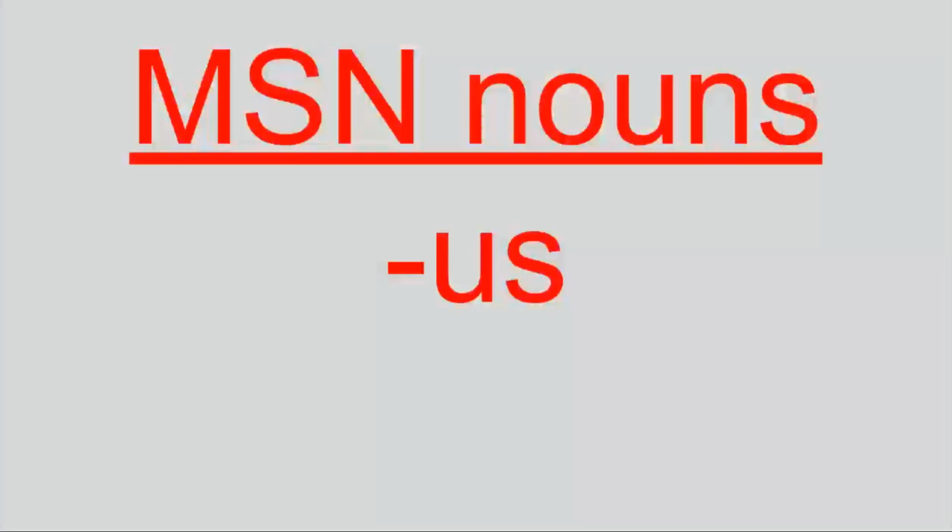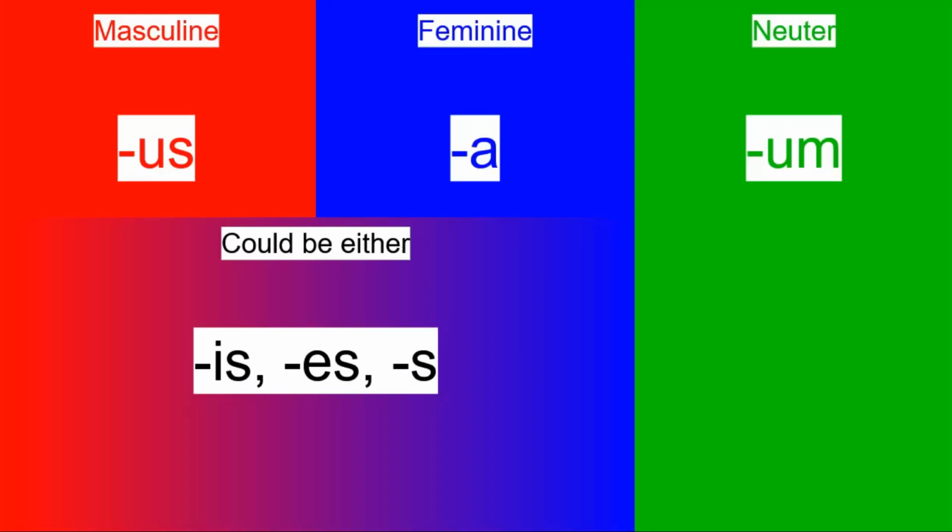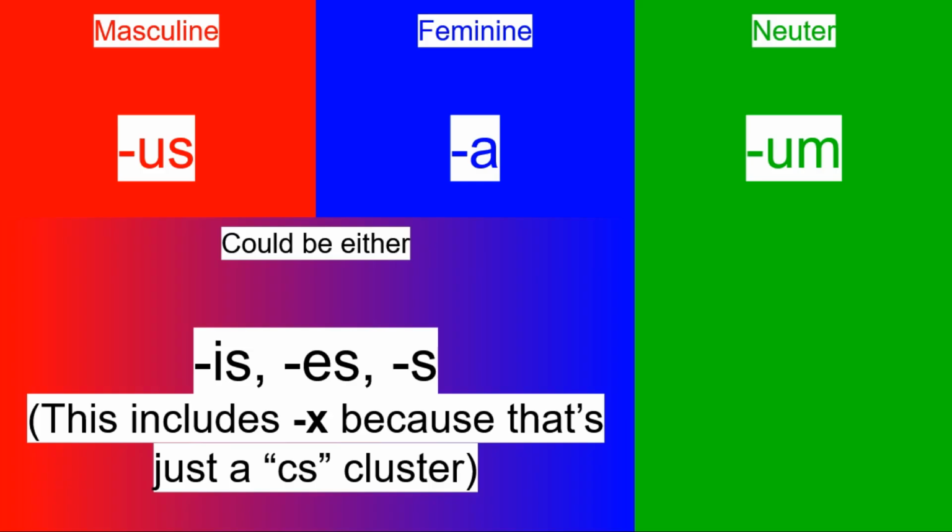A noun's gender could pretty easily be determined by looking at the noun, as in the nominative case, masculine nouns ended with us, feminine nouns ended with a, and neuter nouns ended with um. But there were also some other suffixes that nouns could take, like is, es, or just s, which are harder to tell. They could be either masculine or feminine. By the way, this group also includes nouns ending with ix. You can basically see that as a combination of c and s. There were some exceptions though.